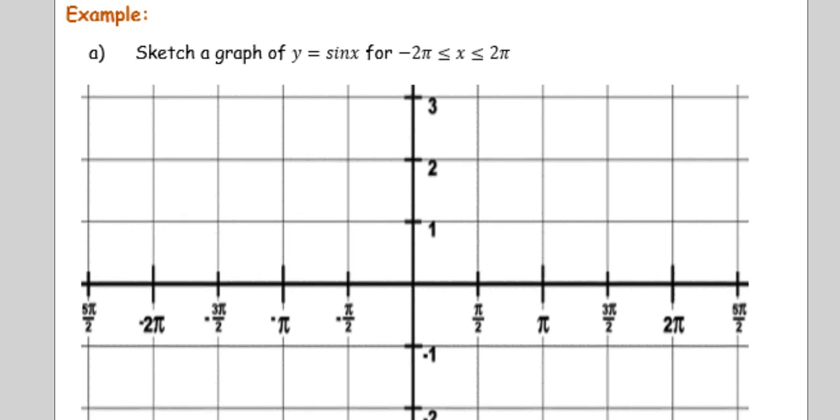So example, sketch a graph. Sketch a graph. Let's add it.